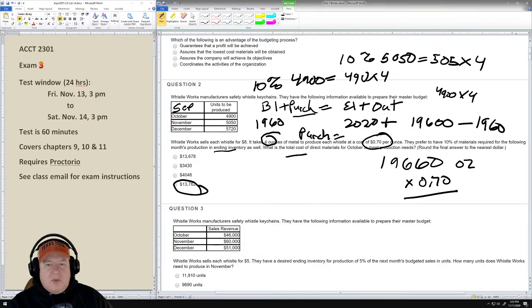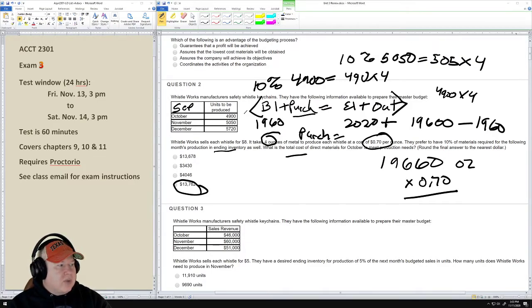So again, the basics are pretty easy. Just the beginning inventory. This equation is kind of the basic equation that we've gone over several times, and it's making sure that you understand how to plug in all the other numbers.